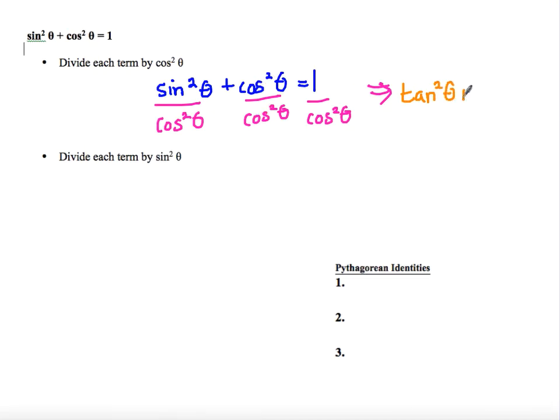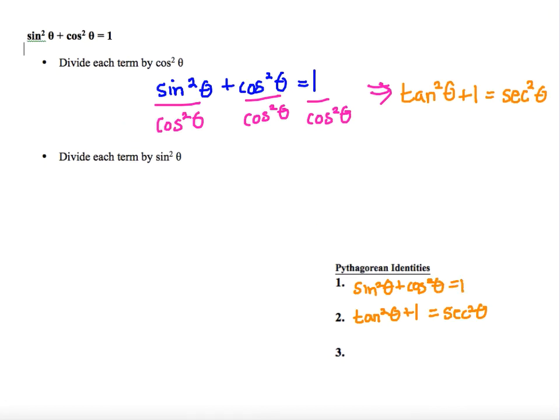Cosine squared over cosine squared is 1. And 1 over cosine squared using those reciprocals gives me a secant squared. So that's going to be your second Pythagorean identity. So by number 2, you're going to write that the tangent squared plus 1 is equal to the secant squared. You already have sine squared plus cosine squared equals 1.